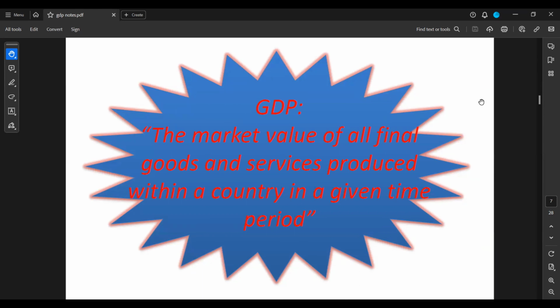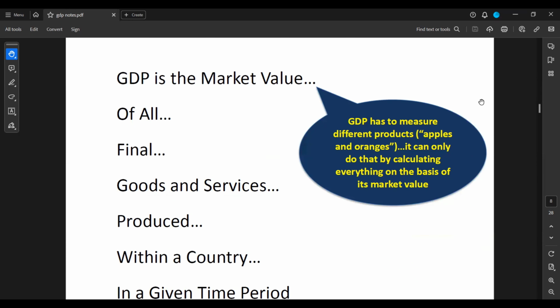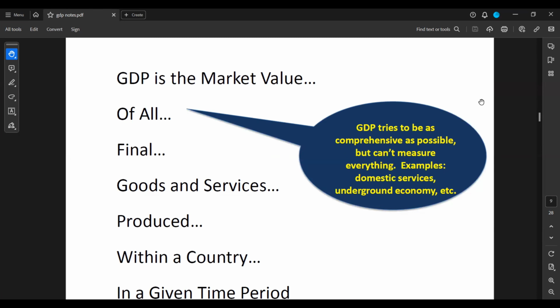GDP. What is GDP? The market value of all final goods and services produced within a country in a given time period. Market value: GDP has to measure different products, for example, apples and oranges. It can only do that by calculating everything on the basis of its market value. All: GDP tries to be as comprehensive as possible, but cannot measure everything. Examples: domestic services, underground economy, etc.